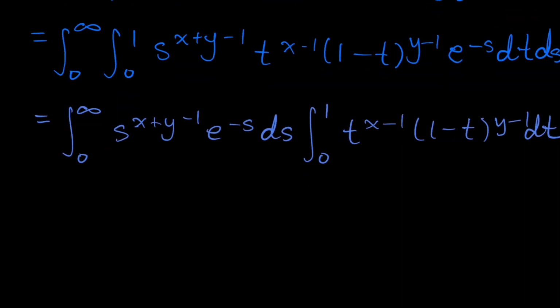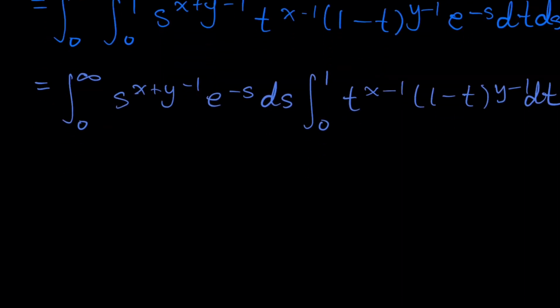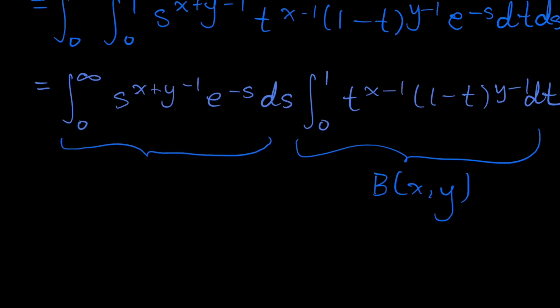Fantastic. Now, it's easy to see that this expression is beta of x, y. It's literally the definition of the beta function. Now, this integral is gamma when we substitute x plus y in there, right? This part is our z. So we have gamma of x plus y times beta of x, y.